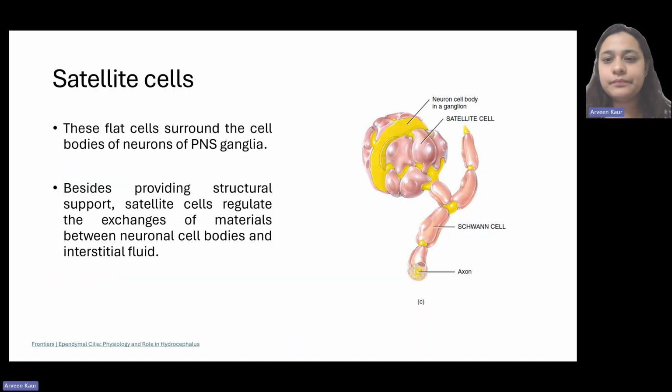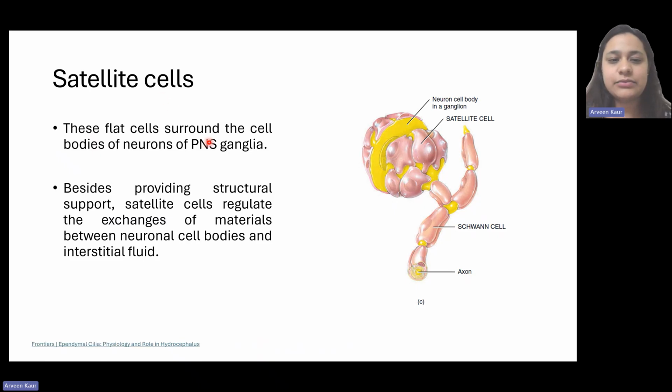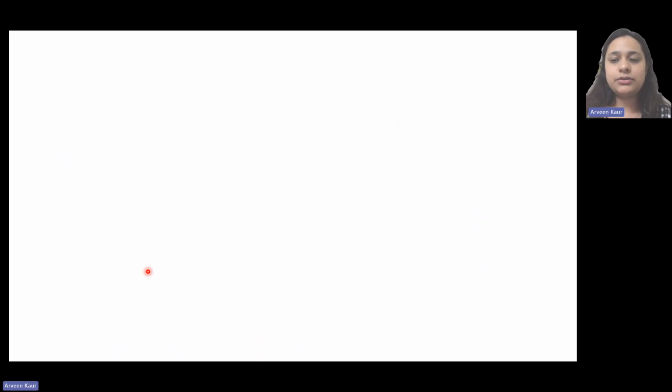Yeah. So we were talking about the satellite cells actually, and how these are the flat cells that surround the cell bodies of the neurons of the PNS ganglia, which correspond to the nuclei in the CNS, right? Besides providing structural support, these satellite cells regulate exchanges of materials between the neuronal cell bodies, which they are surrounding, and the interstitial fluid, right? So that is their major function.